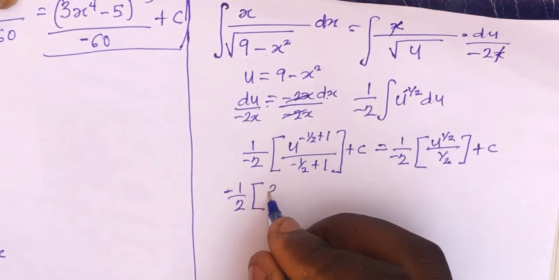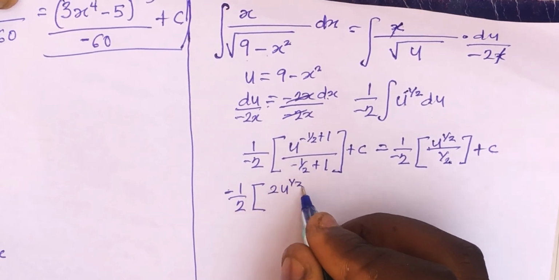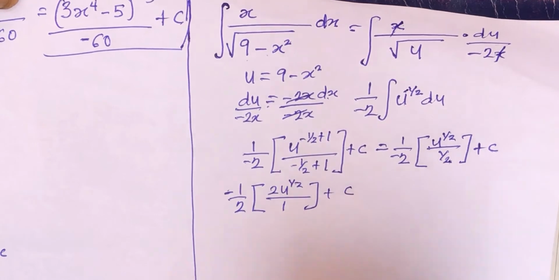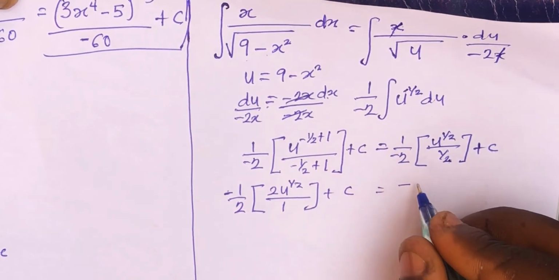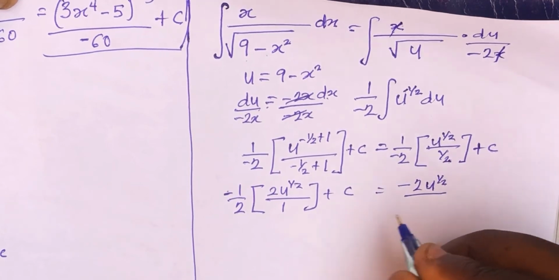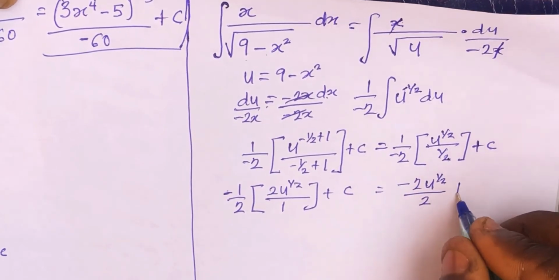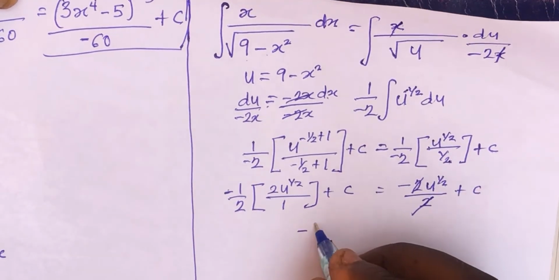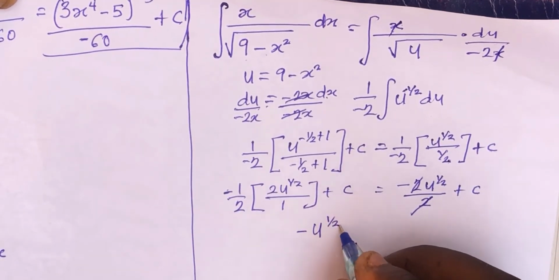So we are having 2u raised to the power of half divided by 1 plus constant, which is also the same as minus 2u raised to the power of half divided by 2, right? Plus constant. So here, can you see that you can easily eliminate these two? So you're having minus u raised to the power of half plus c.